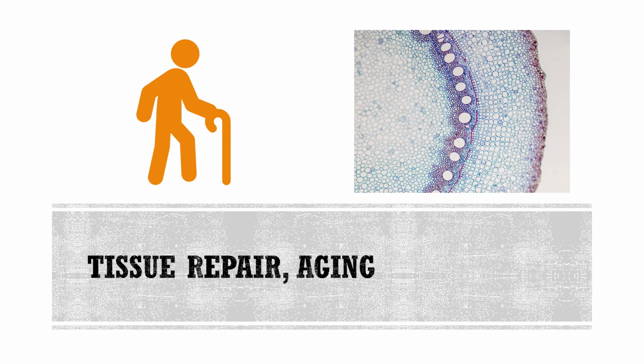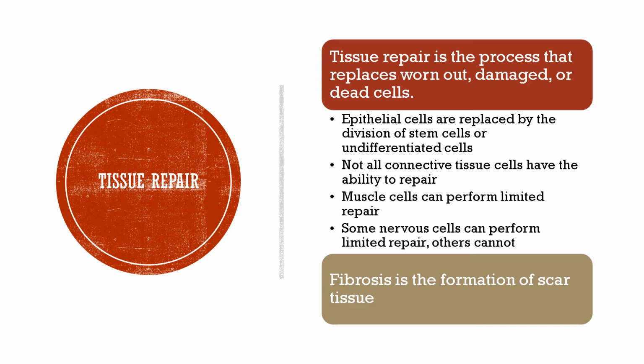Now, just really briefly, last thing we're going to talk about is a little bit of tissue repair and aging. So tissue repair is going to be the process of replacing old, damaged, worn out cells or even dead cells. And epithelium has a really good repair process. They can repair and replace cells rather quickly. And this is done by the division of stem cells near the basement membrane or by these undifferentiated cells.